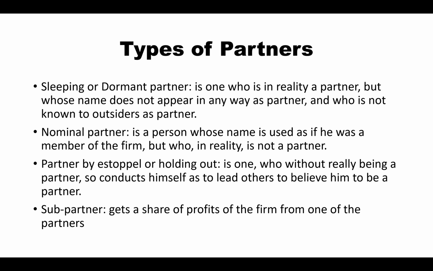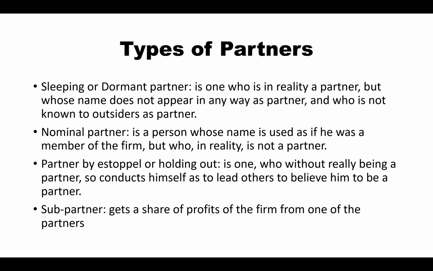We have the partner by estoppel or holding out. This is the one who, without really being a partner, conducts himself so as to lead others to believe him to be a partner. Similarly, if one is declared to be a partner and does not disclaim the partnership, one will be treated as a partner by holding out.